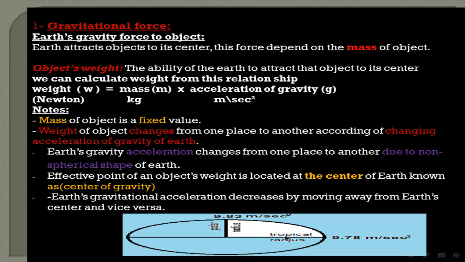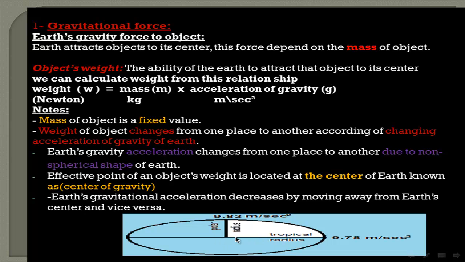As we see here, this non-spheric shape of Earth causes weight to change from one place to another, and it decreases by going away from the center of Earth.